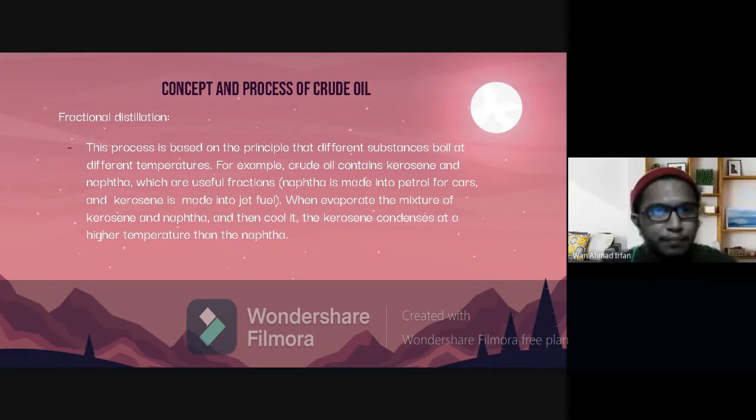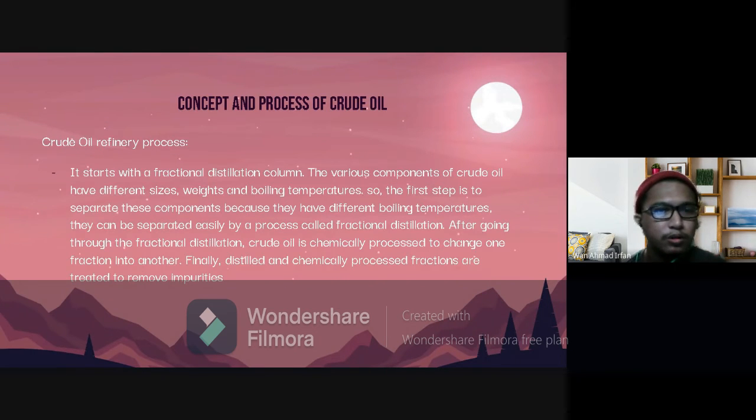Thank you, HAFIZUDDIN. So for the concept and process of crude oil, firstly, fractional distillation. This process is based on the principle that different substances boil at different temperatures. For example, crude oil contains kerosene and naphtha, which are useful fractions. Naphtha is made into petrol for cars, and kerosene is made into jet fuel. When we evaporate the mixture of kerosene and naphtha and then cool it, the kerosene condenses at a higher temperature than the naphtha.